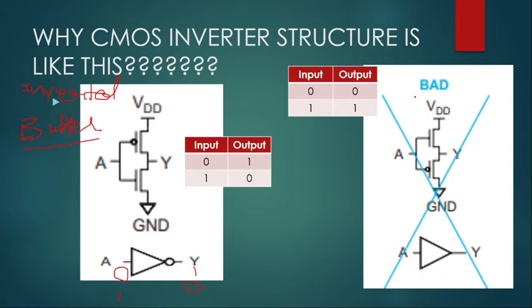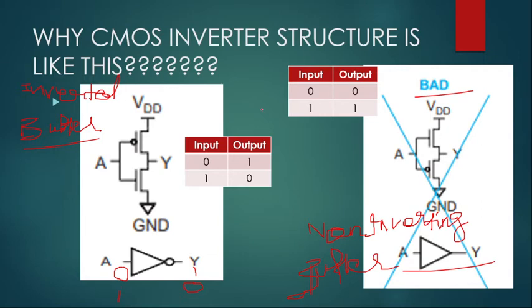And this is the bad thing if we connect NMOS above PMOS, and sometimes it is also known as a non-inverting buffer, and the symbol is like this.